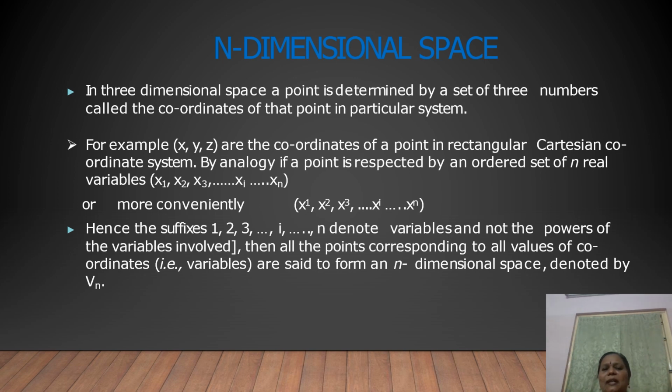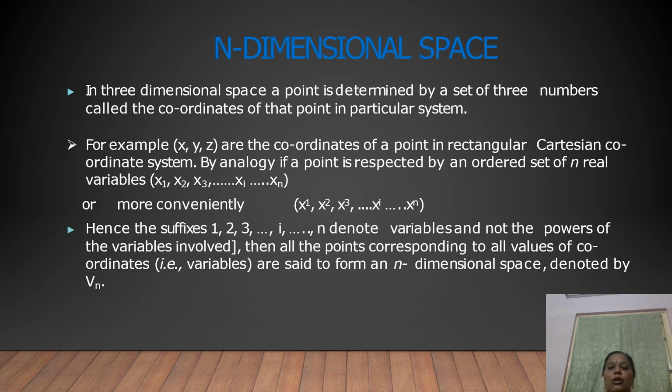And what do you mean by n-dimensional space? Where is this n-dimensional space? We usually use Cartesian coordinates to represent a point in space. For example, x, y, z. x, y, z are the Cartesian coordinates which we use to represent a point in space.